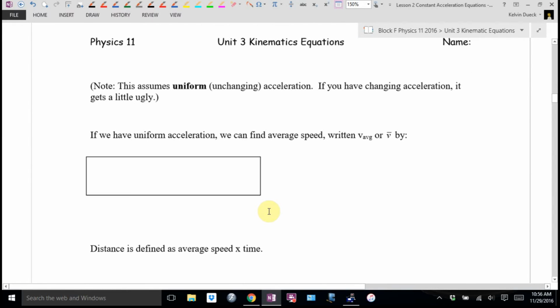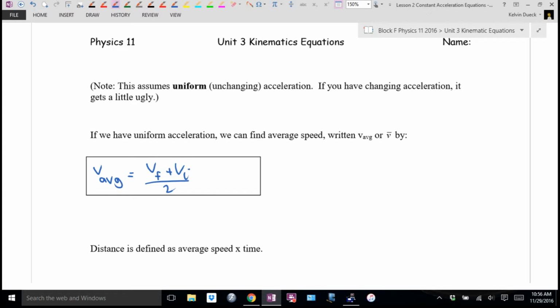Here I said this assumes uniform, unchanging, constant acceleration. If you have a changing acceleration, you need calculus. We're out of luck. So Josh, you just told us if we have uniform acceleration, we can find average speed or velocity by adding them up and dividing by 2. It doesn't matter whether I go final plus initial or initial plus final, because when you're adding, order doesn't matter. 6 plus 4 and 4 plus 6 give you the same answer. VI plus VF and VF plus VI give you the same answer.